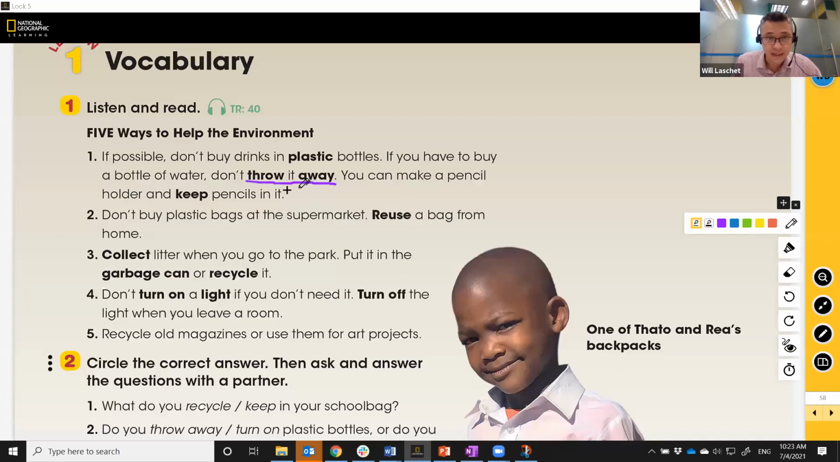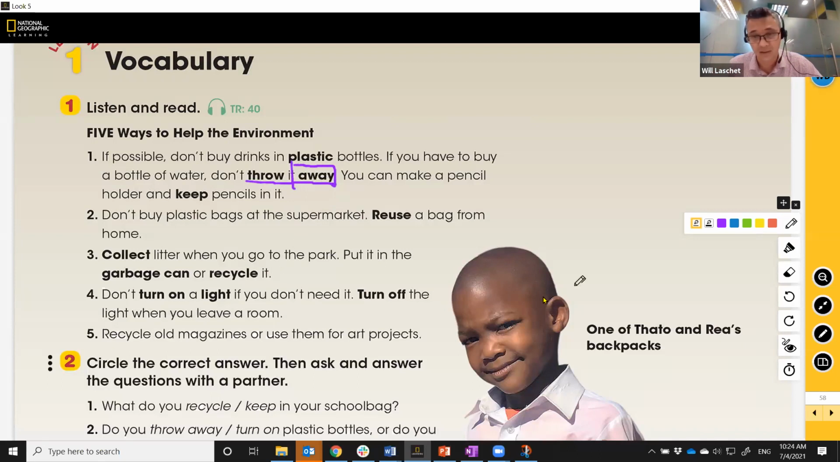Little tip for you, here, the word away. A phrasal verb, sorry, I'll go back a little bit. A phrasal verb is made up of a verb and either a preposition or an adverb. Little tip for you: if you're looking at a word in English and you don't know what type of word it is, what part of speech it is, it's probably going to be an adverb. So this one here, away, this is an adverb, right?